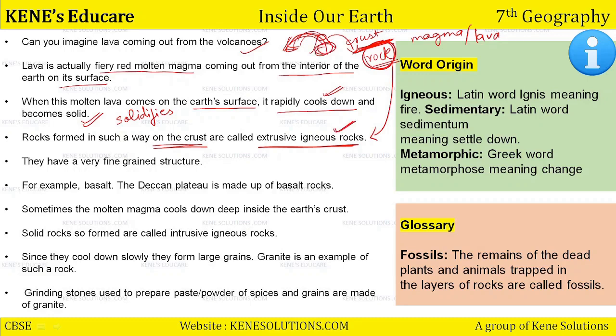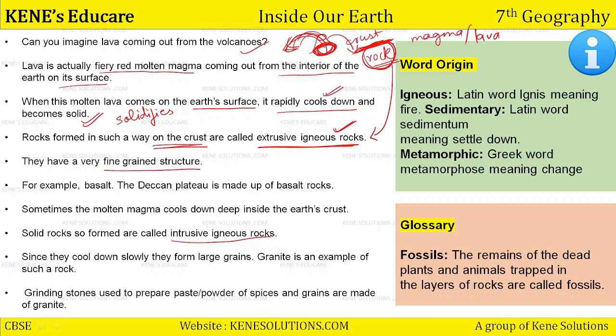मैग्मा अंदर ही अंदर अगर ठंडा हो जाए तो उसे हम intrusive igneous rocks कहते हैं. Intrusive, but we'll read this further. Wait. Rocks formed in such a way on the crust are called extrusive igneous rock. They have a very fine grained structure.